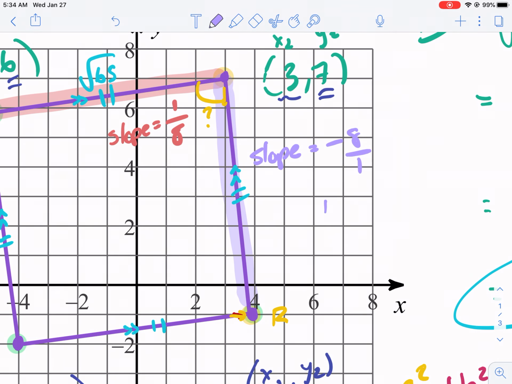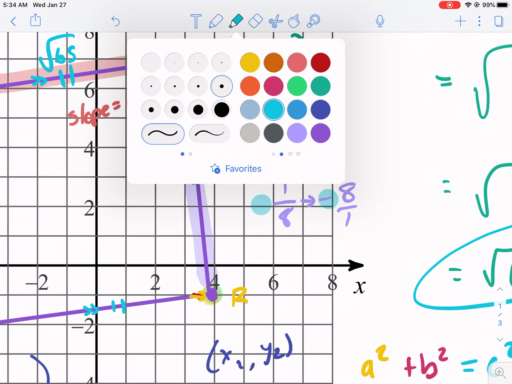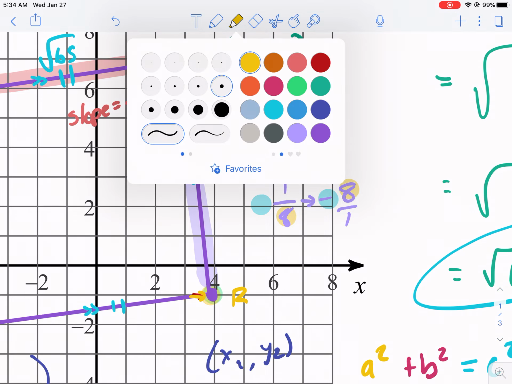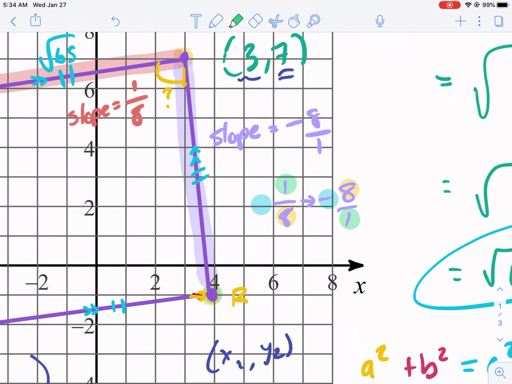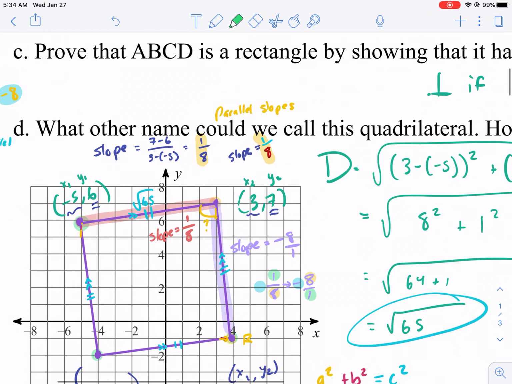Now, what kind of relationship do these two have? Well, one is 1 over 8. The other is negative 8 over 1. How do these compare? Well, these are opposite reciprocals. It went from positive to negative, and then the denominator became the numerator, and the numerator became the denominator. Okay, that is the definition of opposite reciprocal slopes. Therefore, these are perpendicular slopes. So these are perpendicular slopes, meaning that this, in fact, is 90 degrees. It is a right angle.